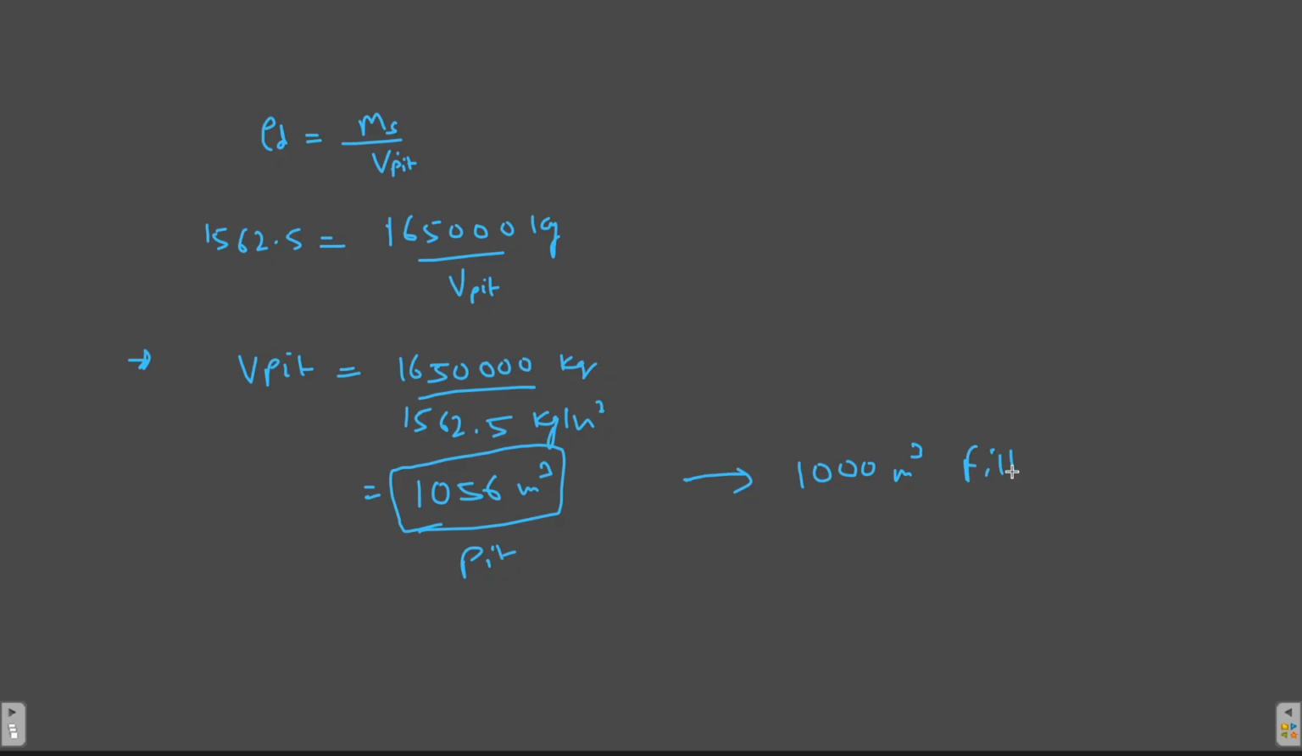So you must be wondering how this 56 meter cube is getting reduced. This 56 meter cube is getting reduced because the water content in the soil is changing, as well as the air in the soil is changing. That means the volume of voids is getting reduced.